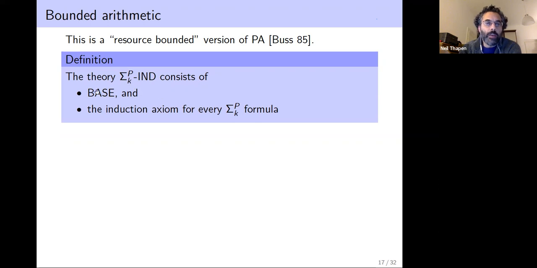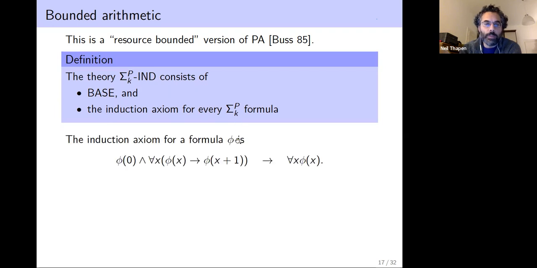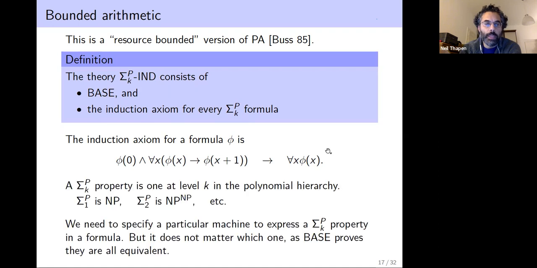And we have a base theory, which is just these universal properties of polynomial time sentences. And then we just have induction for every Sigma^p_k formula. So induction means just the normal thing, and Sigma^p_k also means the normal thing. It's level k in the polynomial hierarchy. So Sigma^p_1 is NP, and then we put more and more bounded quantifiers. So Sigma_1 induction is just base plus induction for NP formulas.